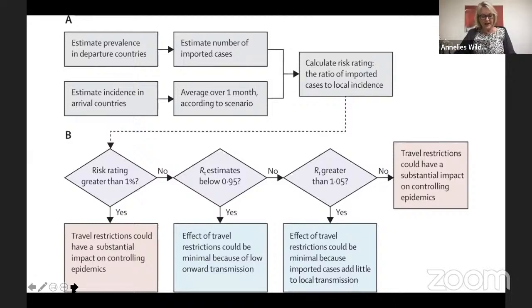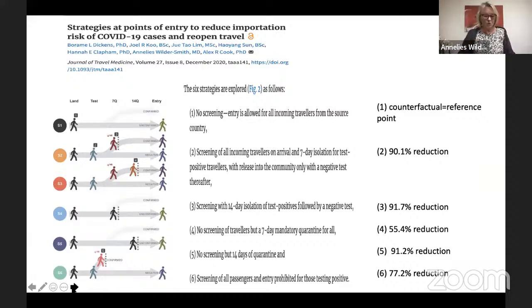Another factor we have to take into account is the situation in the country of arrival. If the extent of public health and social measures is high and the ongoing reproductive number is low, even if you import a case, by definition, it cannot really result in more than one secondary case. And so there also travel restrictions play less of a role. But there's more to travel restrictions. And travel restrictions and travel bans are not everything.